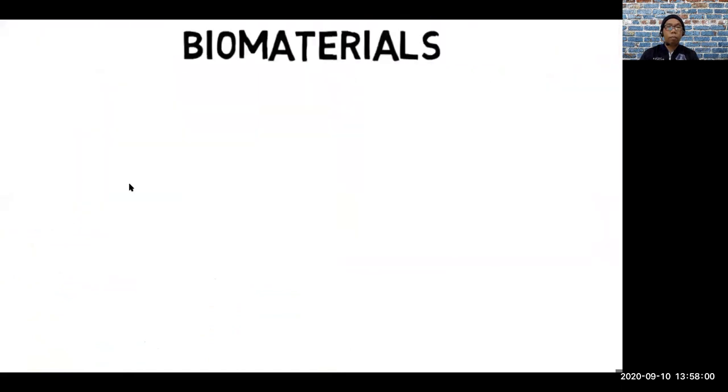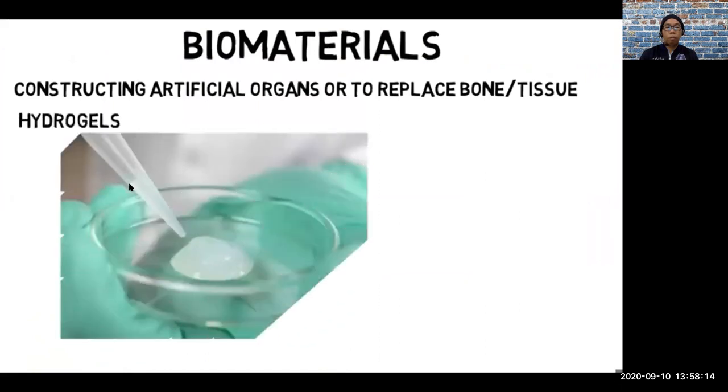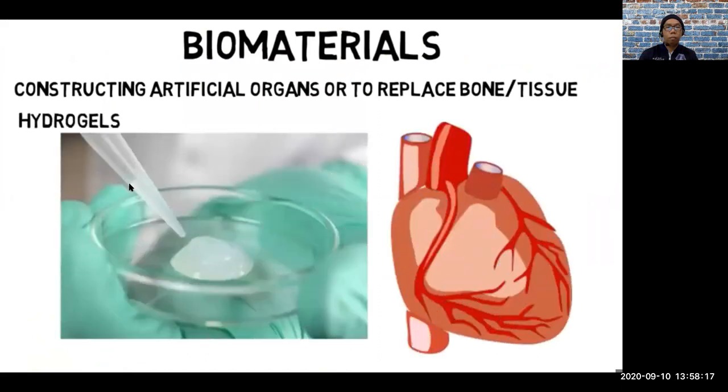You could work on biomaterials, which is something biomedical engineers take classes on as well. But biomaterials are used for constructing artificial organs or to replace bone or tissue, and these materials need to interact well with the human body and not cause harm. For example, there are hydrogels that are needed to repair damaged heart tissues. This incorporates biology and is something you could take an elective class on as well, or you could see in grad school if it interests you.